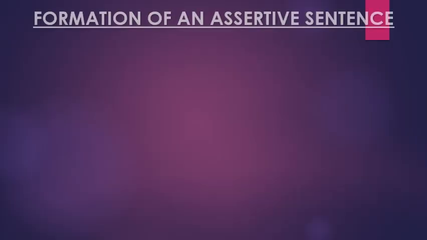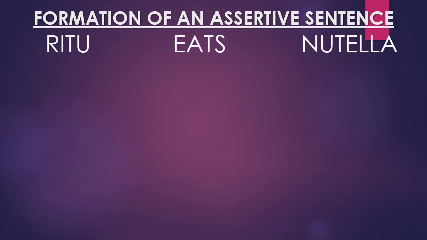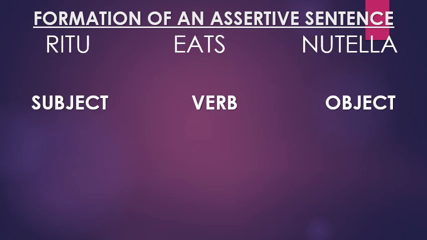Before starting this topic, let us know about the formation of an assertive sentence. So we have an example here. Ritu eats Nutella. So in this case, Ritu is the subject, eats is the verb, and Nutella is the object. So as per English grammar, an assertive sentence is written in this format: subject plus verb plus object. So this is the format.